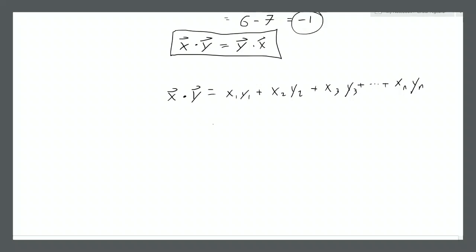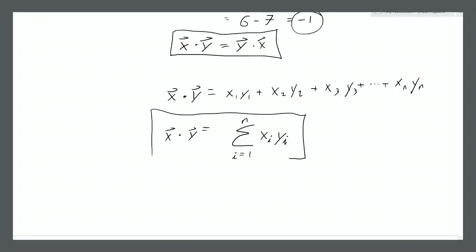And if we want to write this using summation notation, for every single dimension from the first one to the last one, we multiply that dimension's coordinate for vector x by that dimension's coordinate for vector y. And that's how we get the dot product. And remember, the result is not a vector, but it is a scalar.